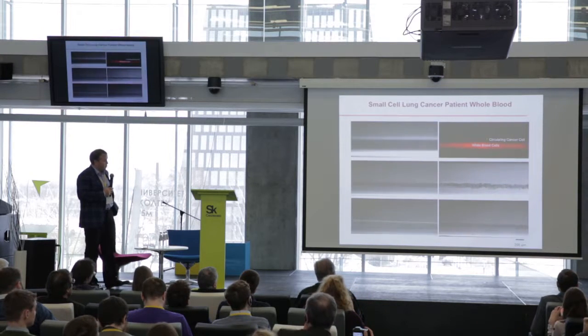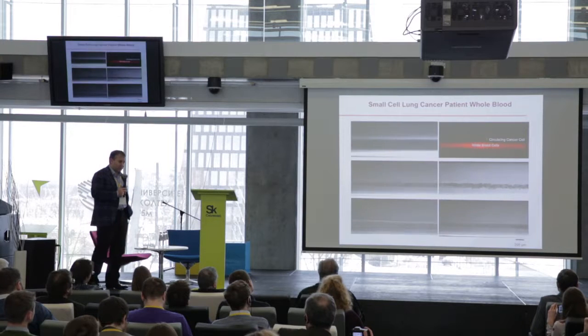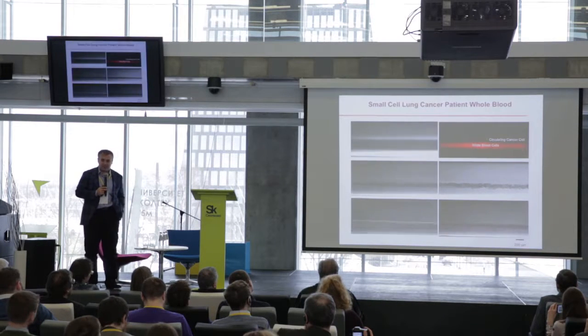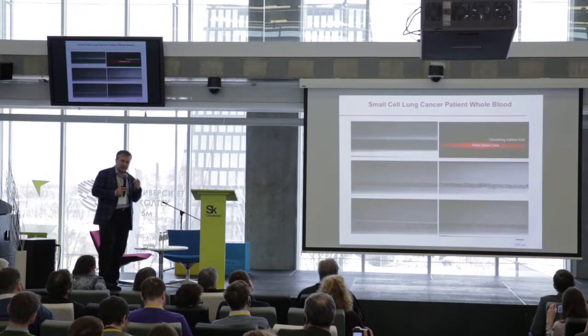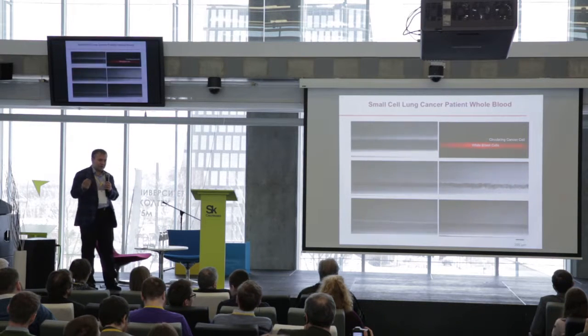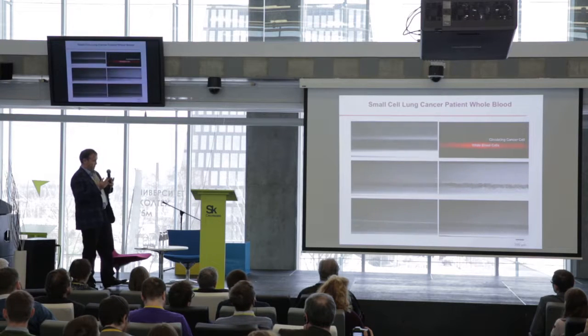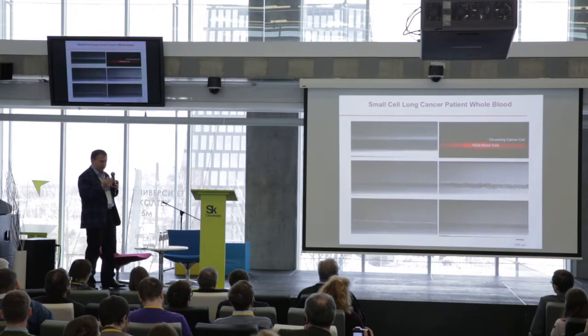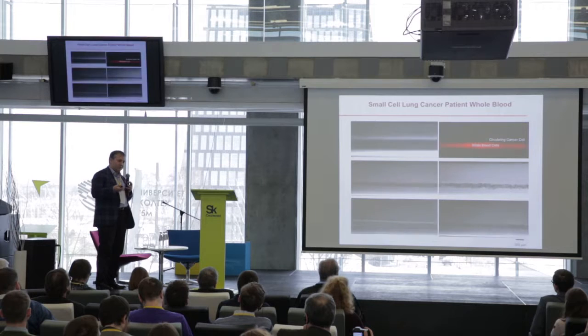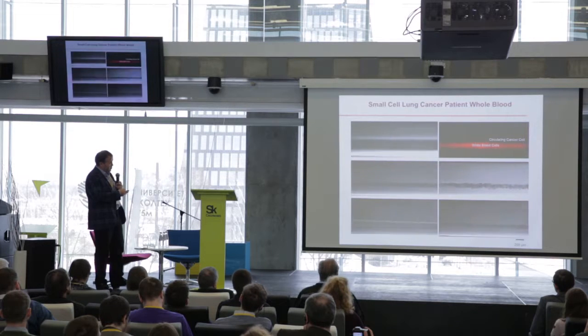So in the past year we have turned our attention to seeing if what we got to work with cancer cell lines would also work with actual cancer patient samples. We know in breast cancer that the cancer cells are epithelial, so they are larger and less dense, so they should be okay to separate. But in small cell lung cancer, the cancer cells are comparable in size to the white blood cells.